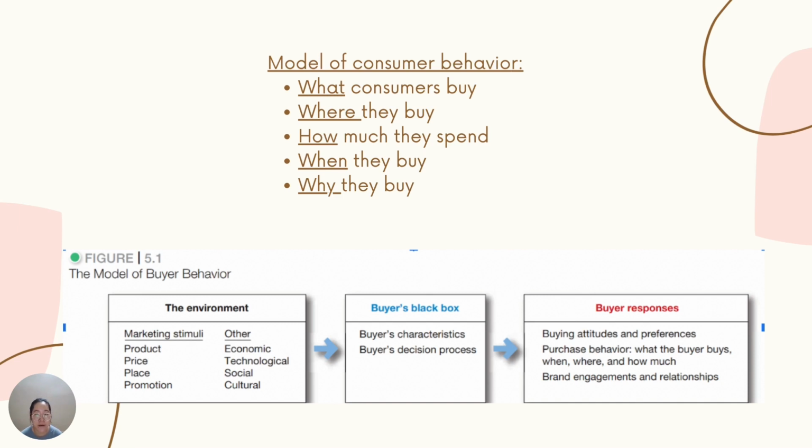But in fact, it's quite hard to know why they decide to buy those goods, because sometimes the customer doesn't have a clear answer. And here is why the marketer wants to know how stimuli are changed into consumer responses inside the customer black box, which contains two parts. The first one is buyer characteristics, and the second one is buyer decision process.